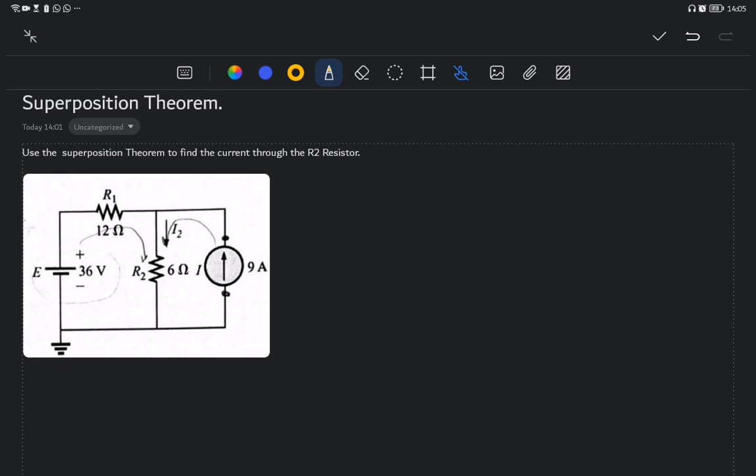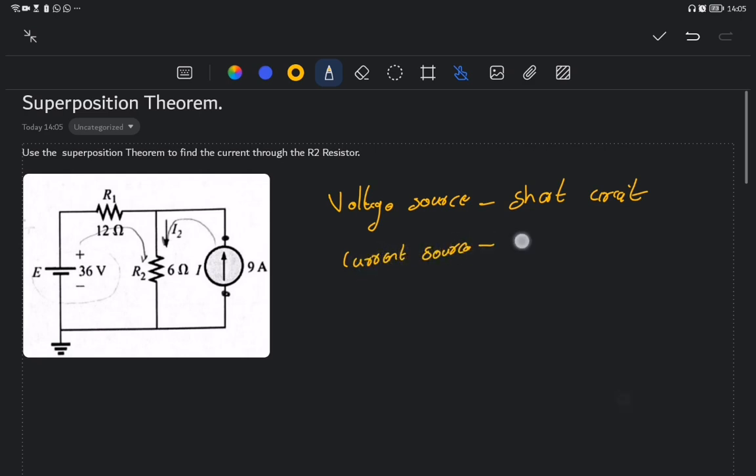So if you have multiple sources, you remove them. But now how do you remove those sources? The way you remove those sources is that if you have a voltage source, you will remove that voltage source and replace it with a short circuit, and then replace a current source with an open circuit.